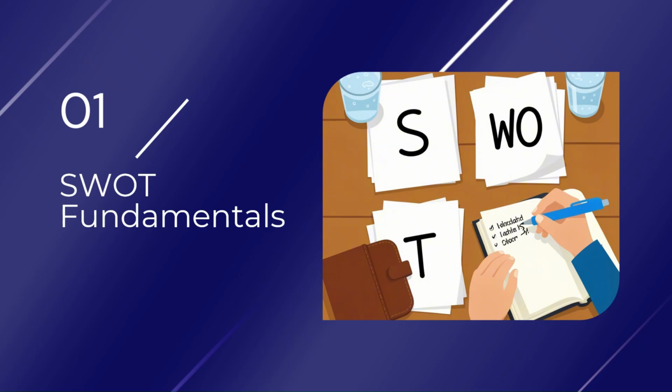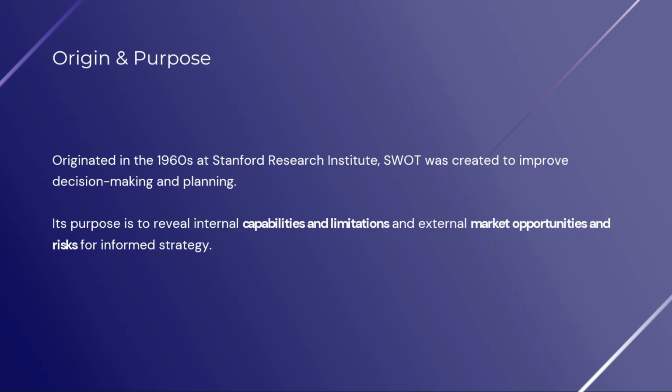SWOT fundamentals, origin and purpose. SWOT analysis was developed in the 1960s at Stanford Research Institute as a tool to improve organizational planning and decision making. The main purpose of SWOT is to identify internal capabilities and limitations, as well as external opportunities and risks. In innovation management, this helps organizations evaluate new ideas, understand challenges, and create better strategies before making important decisions.